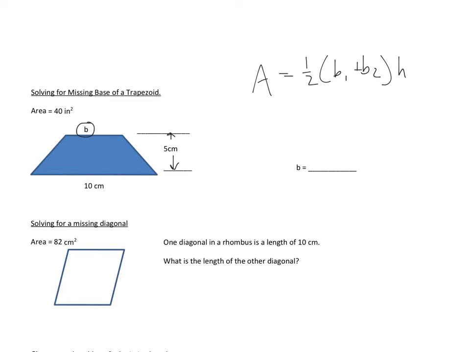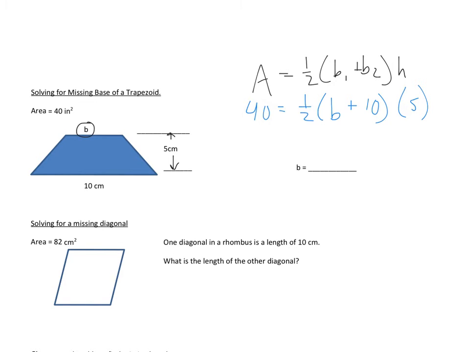In this case, they tell me that the area is 40, and that equals 1/2, open parentheses, the first base is b, the second base is 10, and the height here is 5. Now, I gave you these numbers on purpose. Think about what I just did. I multiplied everything by 2.